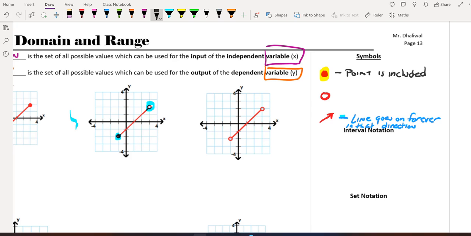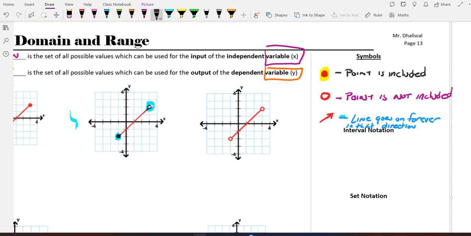And the hollow circle means that this point is not included. So it stops just shy of it. Goes almost right up to that number, but it stops just shy of it, or just starts just after it. Right? So point is not included. Right? So these things have subtle nuances in how we describe what the x values and y values are for the graphs.